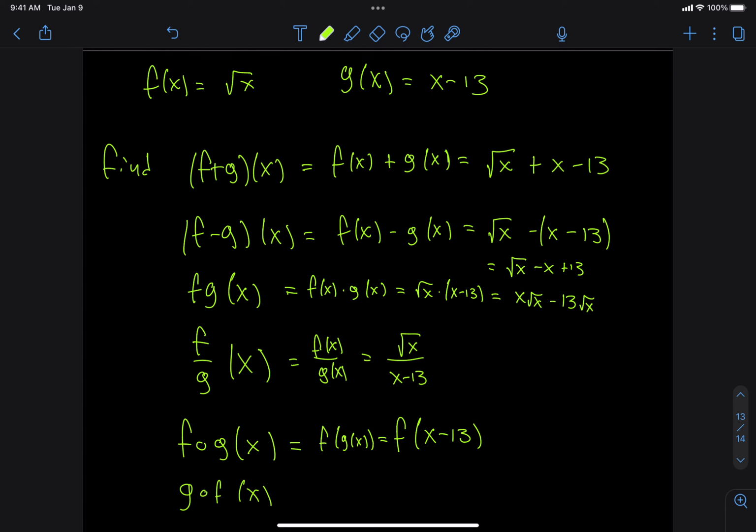And now this is the real tricky part. What am I going to do here in order to simplify this? f of x minus 13. What should I do?